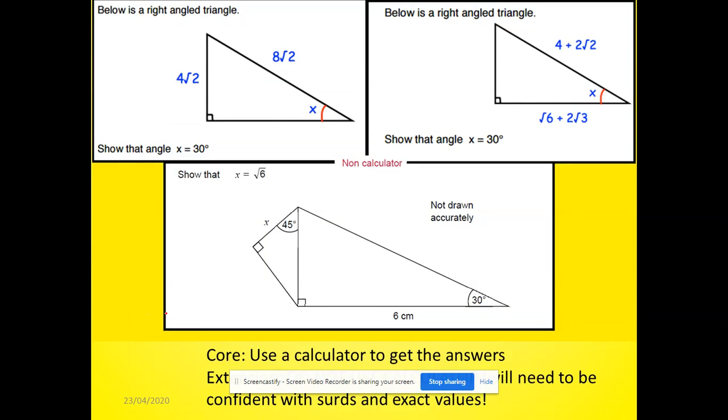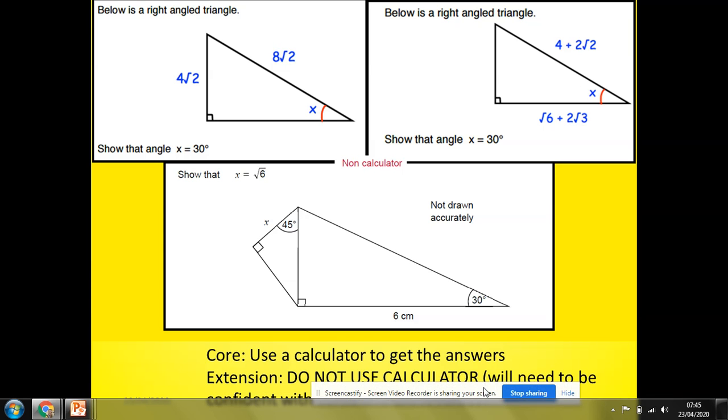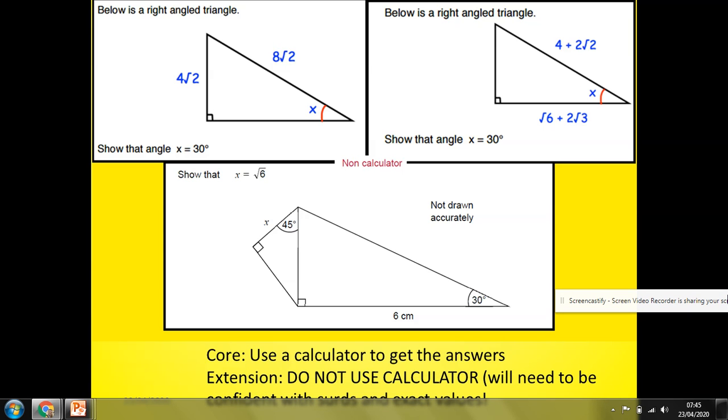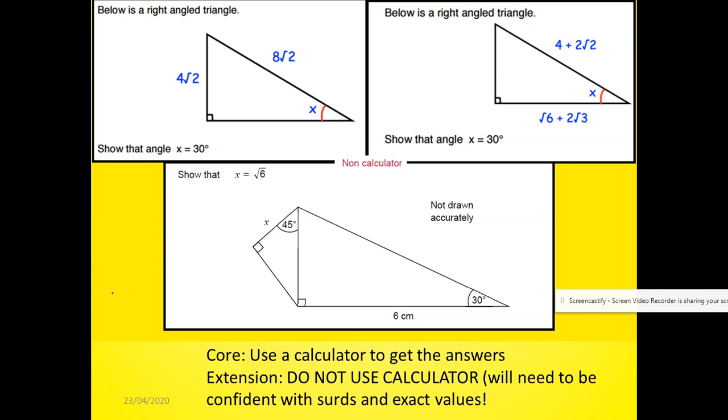Okay, I'll just talk through some of this work here. I'll just move that out of the way. In this section, it's sort of saying that you can use your calculator if you want to get an answer. This bit here is about pointing out that we've got a right angle triangle. There's the hypotenuse. That one's going to be the opposite.